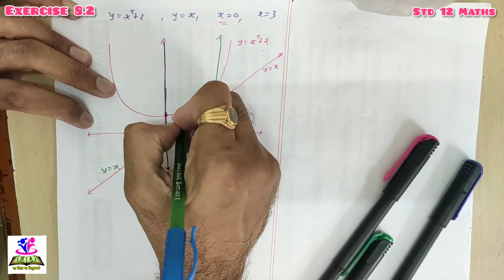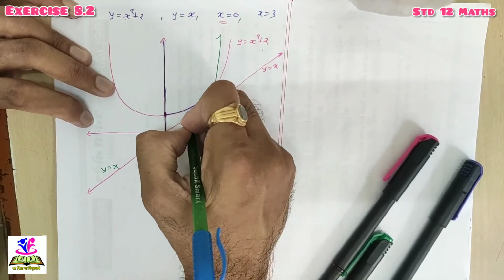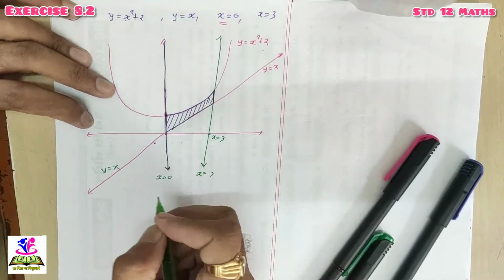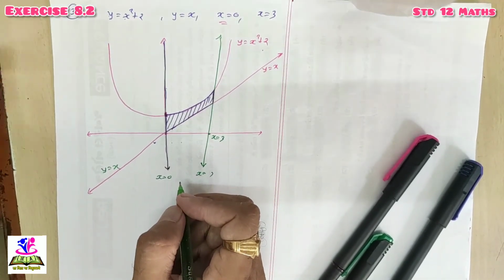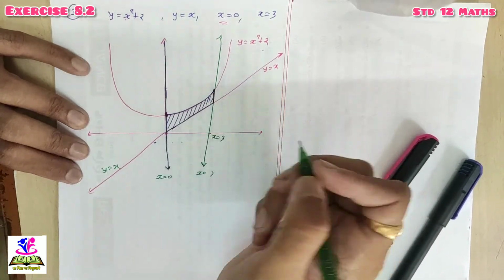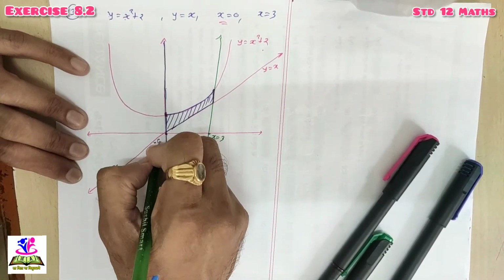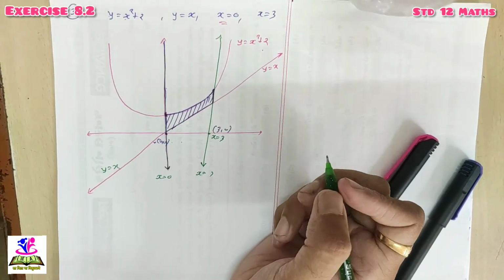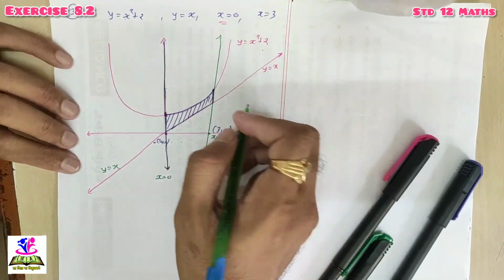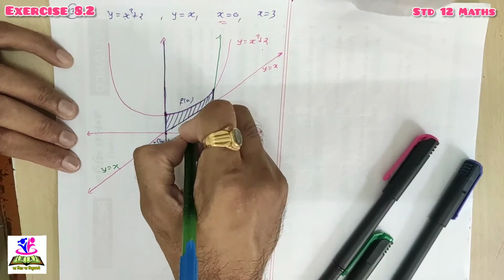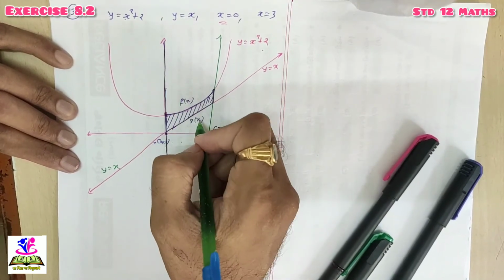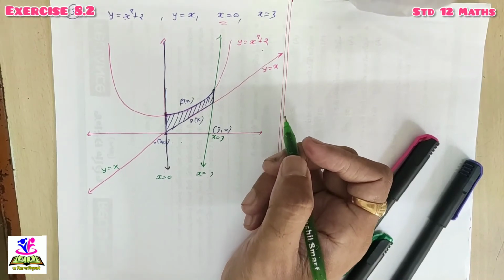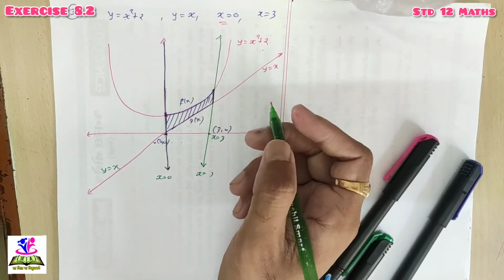You have to find the area of this region. Done. So to find the area of this region, we have to find the intersection point. Or you can directly say, here this is our origin 0, 0, and this is x equal to 3, so this one is 3, 0. So what is the area under this curve? Suppose this is our f of x and this is our g of x. The area is the integral of f of x minus g of x, with limits from 0 to 3. Done? Is that clear?